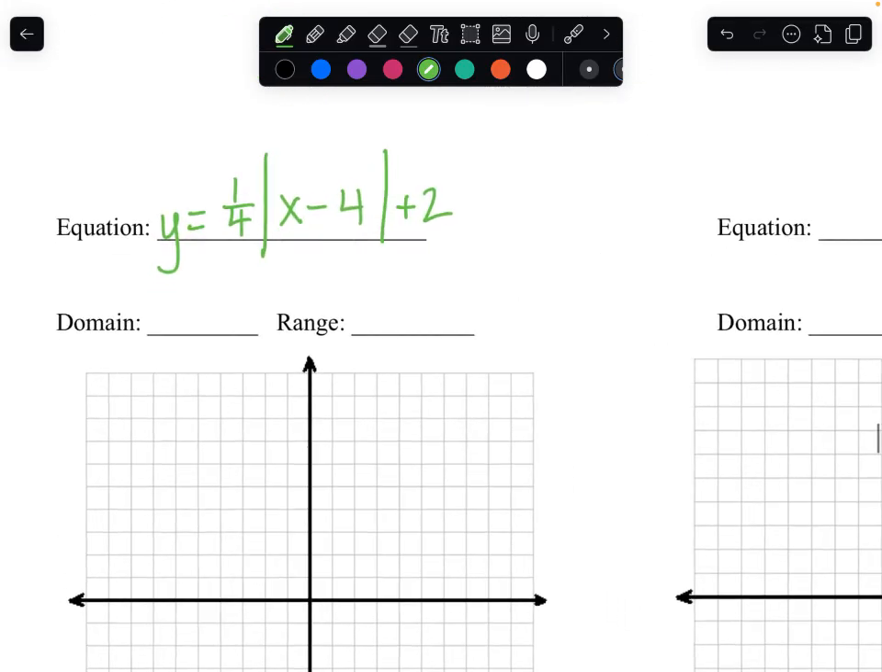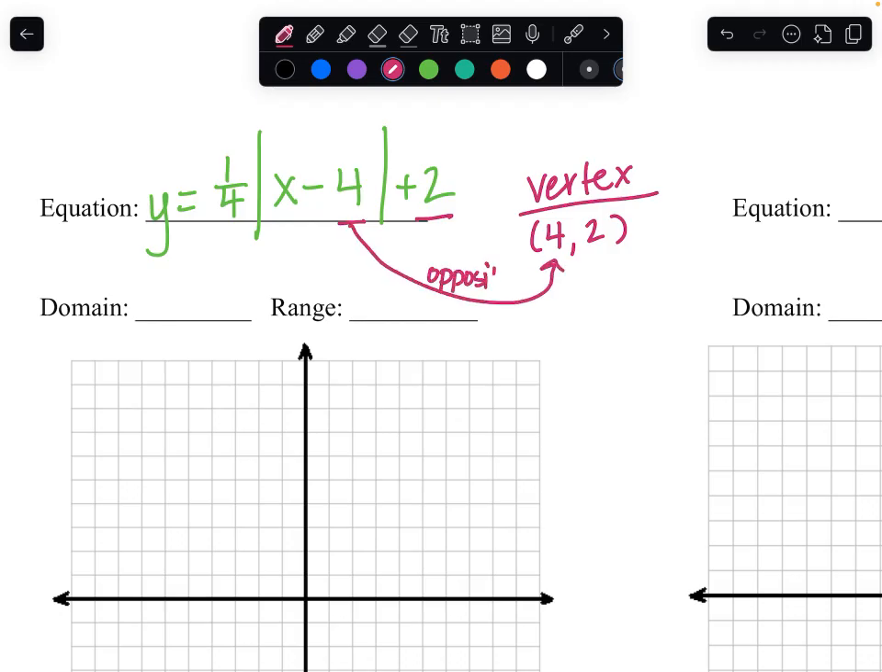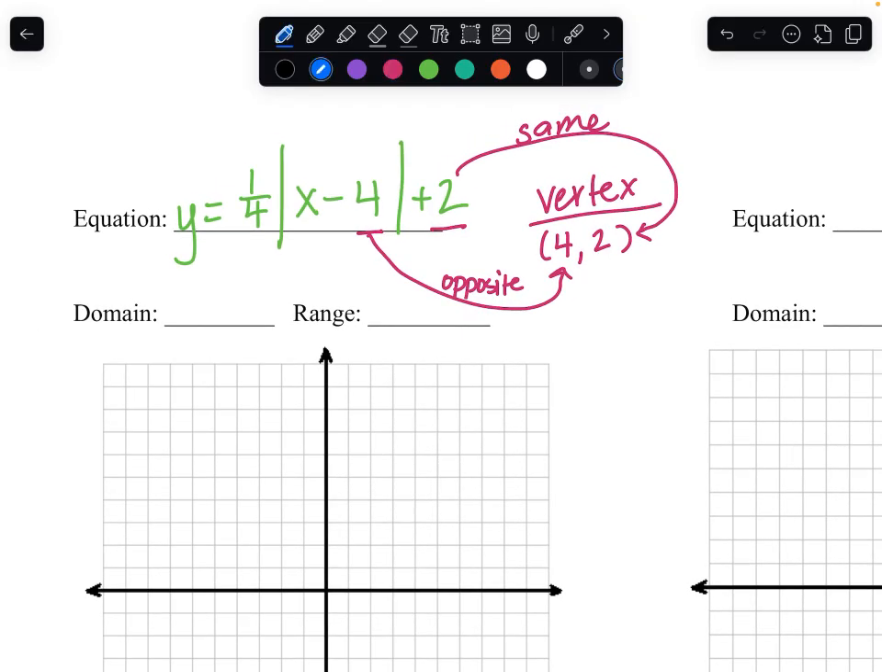So we can actually use this as these two numbers create this thing called a vertex. And so our vertex for this is going to be 4, 2. So this is the opposite, and this is the same. And then your vertical stretch, in this case, this is your slope of the line.